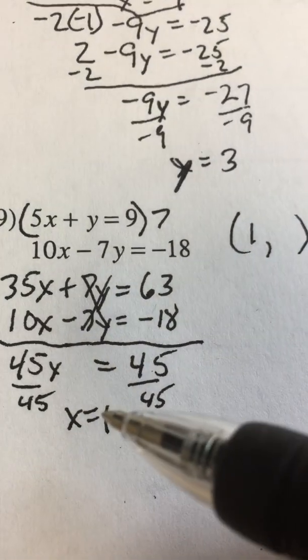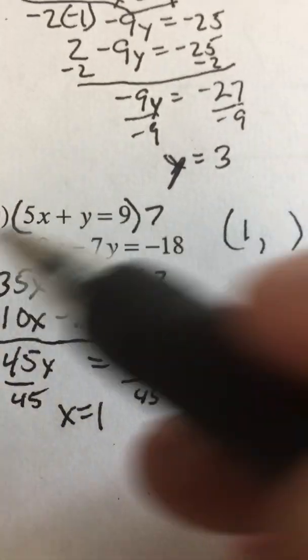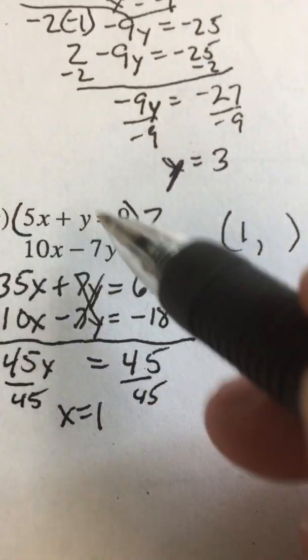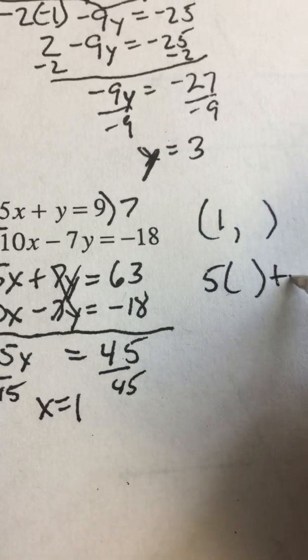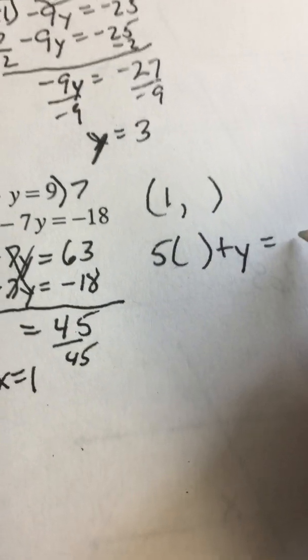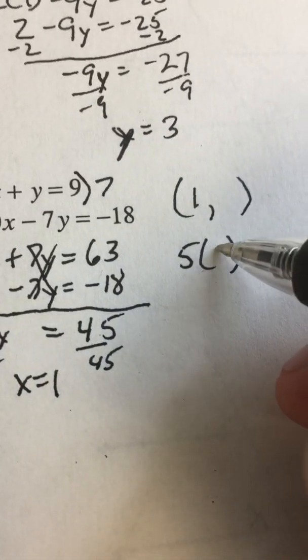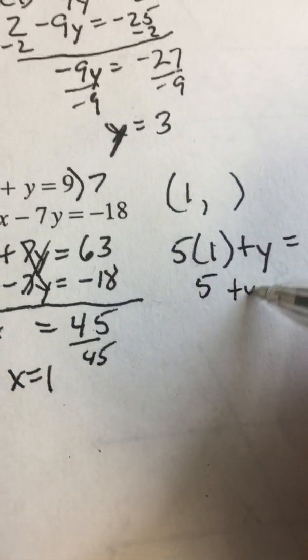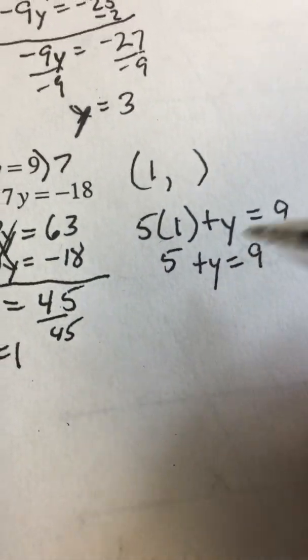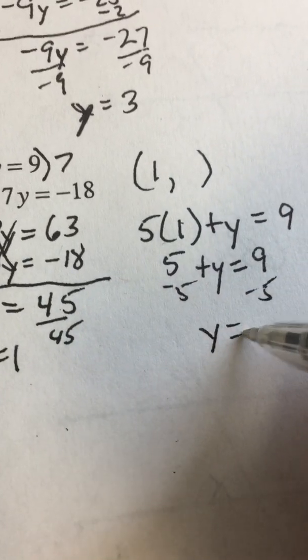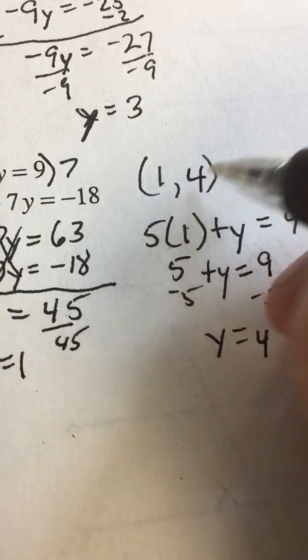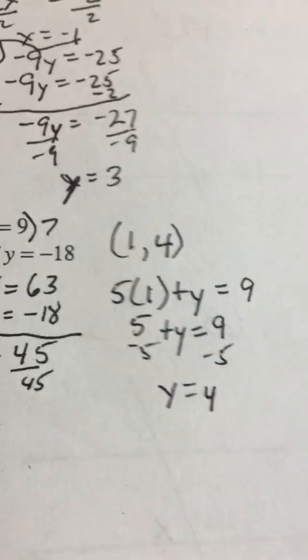So now I need to go find the y. So either one of the original equations I could plug it into, and then this one just looks like it's smaller numbers, so I'm just going to use it. 5 times x plus y equals 9. And x is 1. So 5 plus y equals 9. I see what it's going to be. Minus 5, y equals 4. So 1 comma 4 is the point where the two lines intersect.